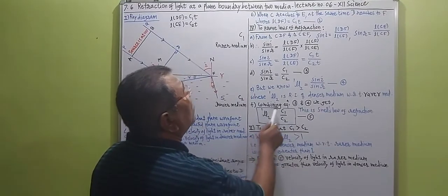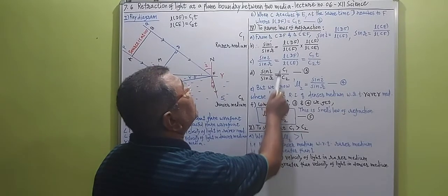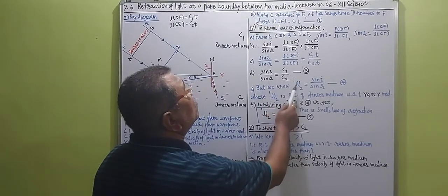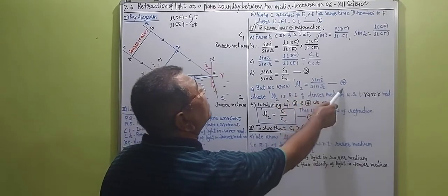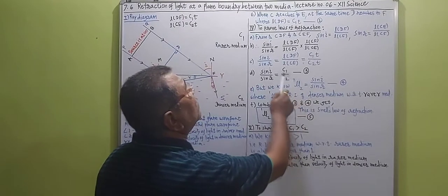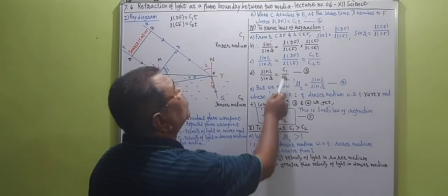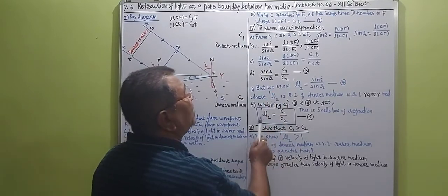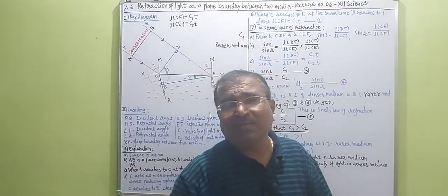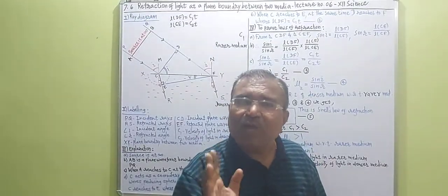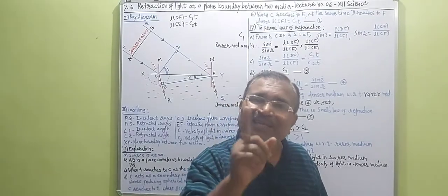And so, combining equation 3 and 4: sin i upon sin r is equal to c1 upon c2. But we know mu2 1 or mu1 2 is equal to sin i upon sin r, equation number 4. Combining and comparing these two equations we get mu2 1 is equal to c1 upon c2. And this is called Snell's law, dear students. This is Snell's law. And in the next section, we have to prove that c1 is greater than c2.